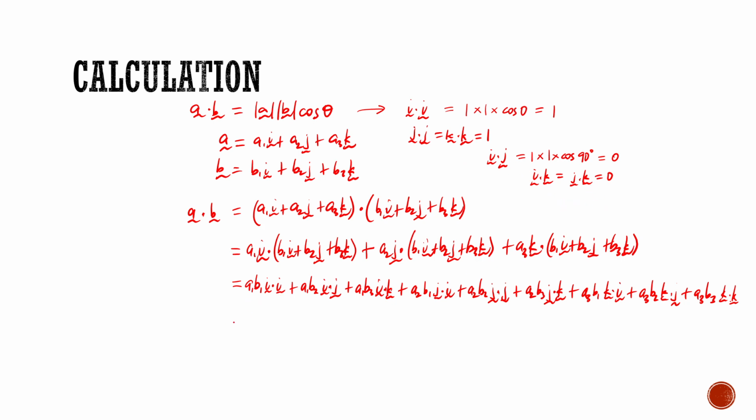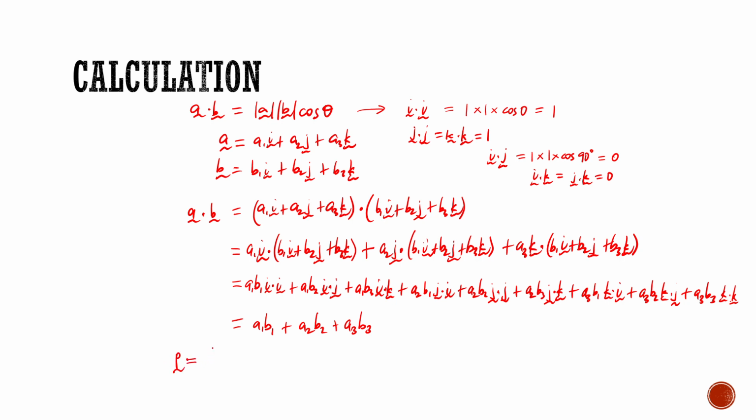So what does this leave us with? This leaves us with a1 b1 plus a2 b2 plus a3 b3. Everything else dissolves to 0, and so our dot product is simply the sum of the products of the like components. Okay, let's see that in practice in an example.